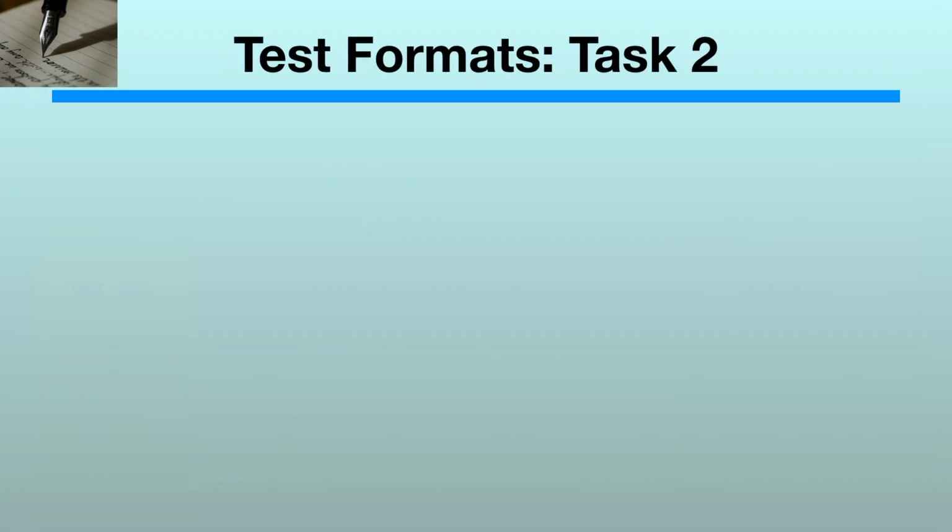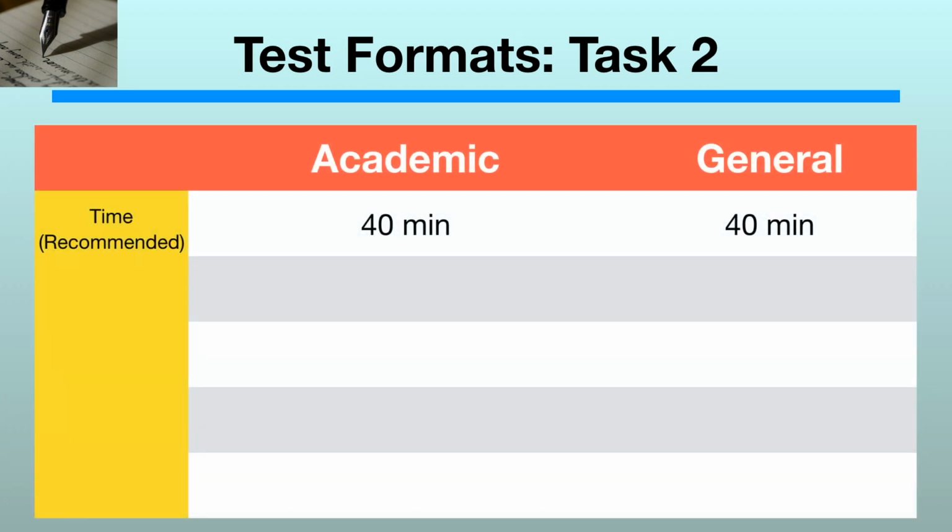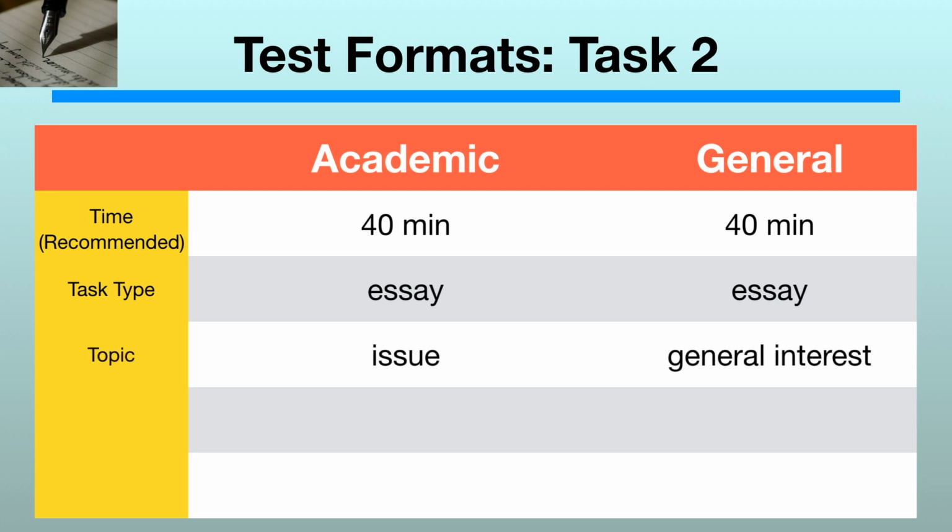Task 2 is relatively longer and also counts more towards your final grade. The suggested time to spend on this task is 40 minutes for both academic and general. Although both versions require the test taker to write an essay in task 2, the possible topics are quite different. People who choose the academic IELTS are required to write on an issue. For example, their opinion regarding a policy and whether it will solve a social issue, while those who offer the general IELTS need to write an essay on an everyday concern. For example, their opinion regarding whether schooling should be made compulsory.